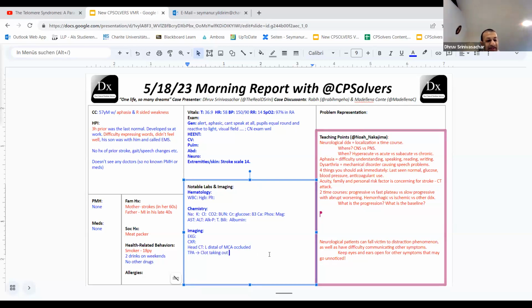But the main reason why I actually wanted to present this case was something that happened afterward. So he was put on aspirin, all the things afterward. But when they got an echocardiogram, they found out that he had a left ventricular thrombus in the apex and regional wall motion abnormalities in the left anterior descending distribution.